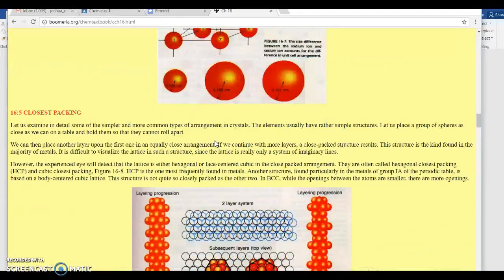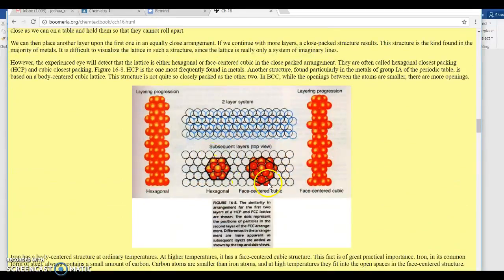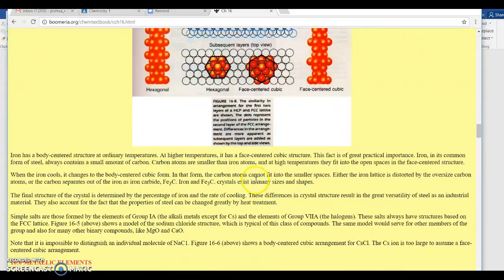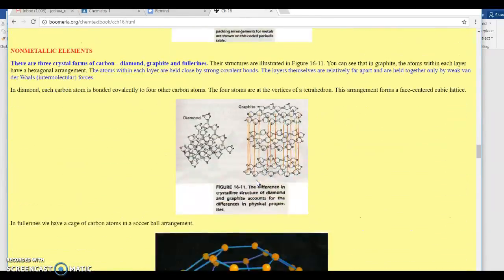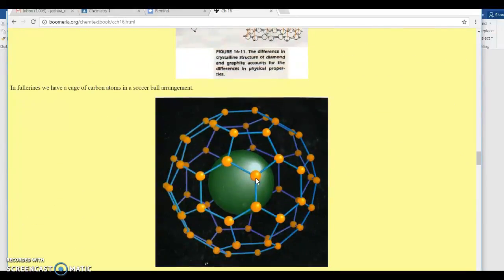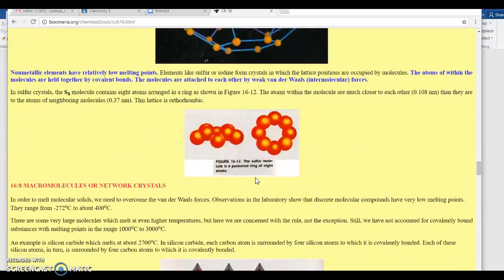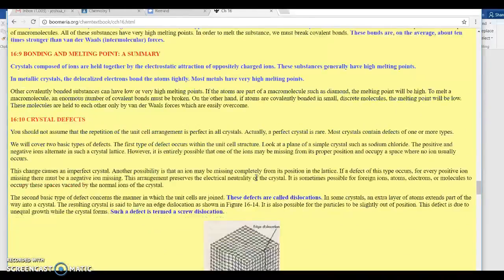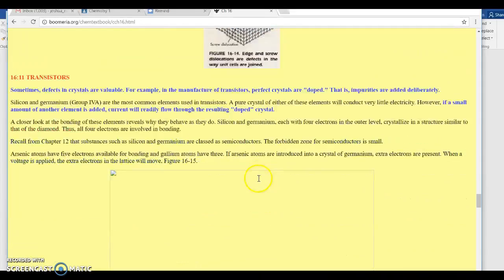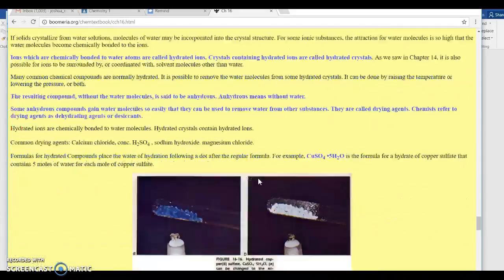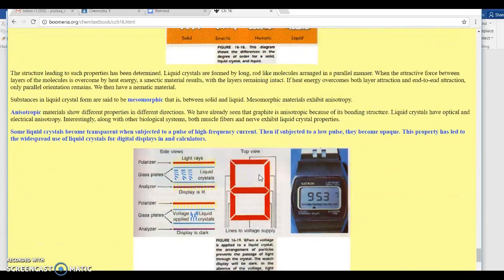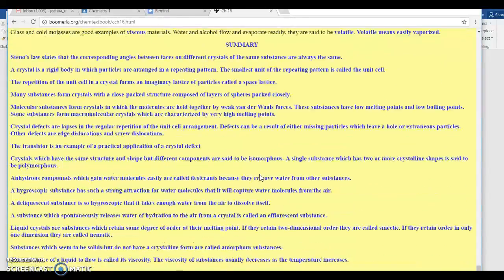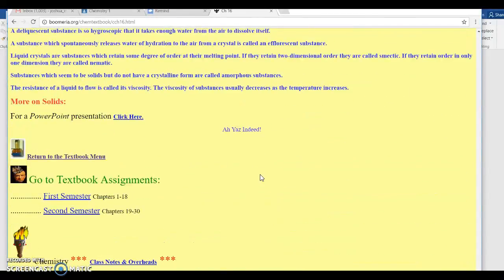It goes on, this is the closest packing, and that's where we got to as far as our reading for that day. Then it goes on to talk about other non-metallic elements like carbon. It will talk about buckyballs and things like that. When we get to class, we'll discuss what they're talking about. And so it goes all the way through. You can read it, it's all in your book. This is just a copy of the book put online. It's pretty neat.